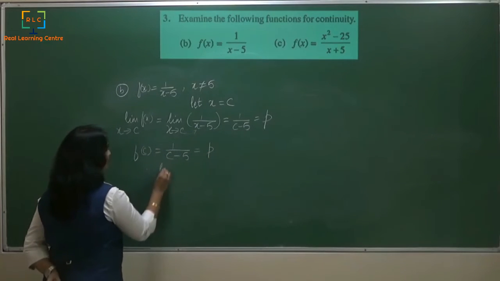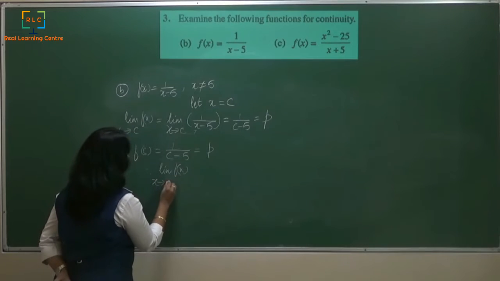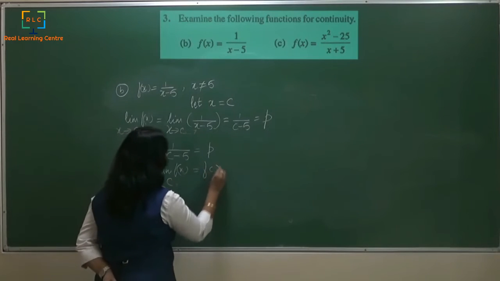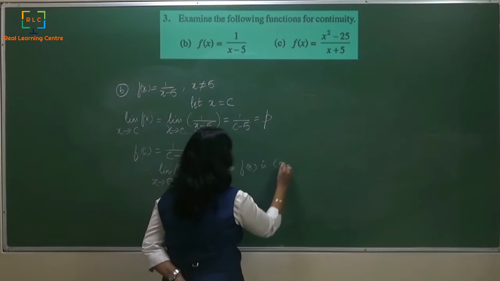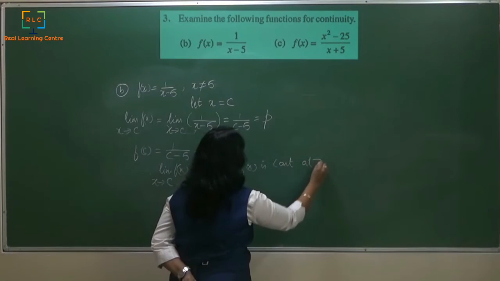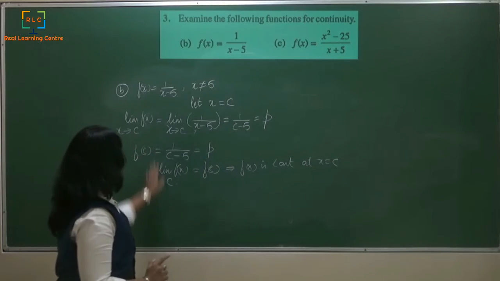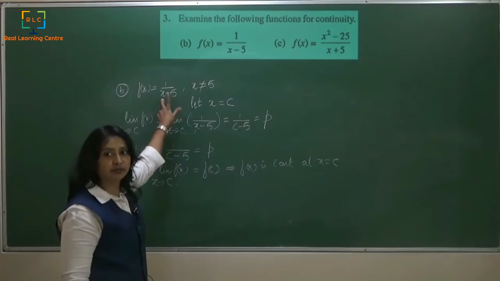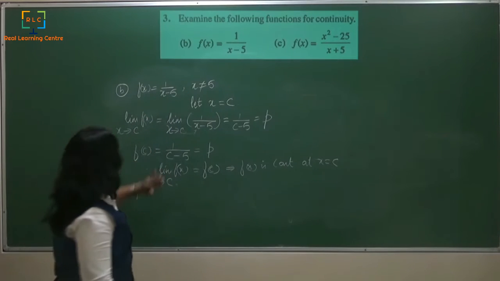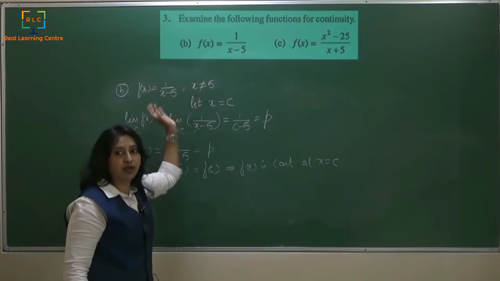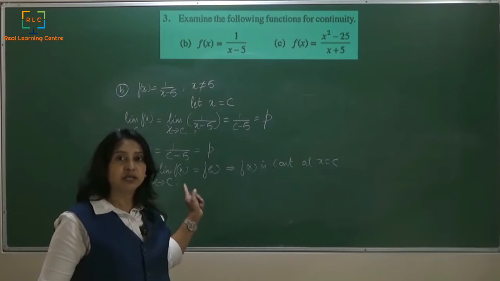So since limit of f of x as x tends to c is equal to f of c, this implies f of x is continuous at any point x equal to c. See, when I put x is equal to 5, this is going to become not defined. 1 by 0 will become not defined. Except that point, everything else. Had they not given x is not equal to 5, I would have written at the point x is equal to 5, this is going to become not defined. Therefore, it is a discontinuous function.